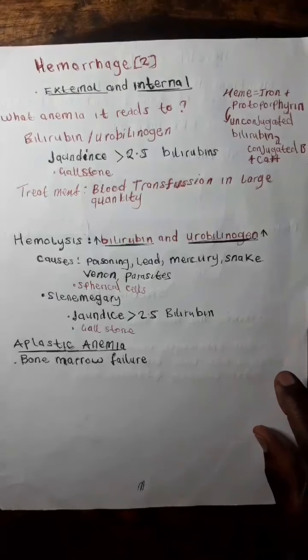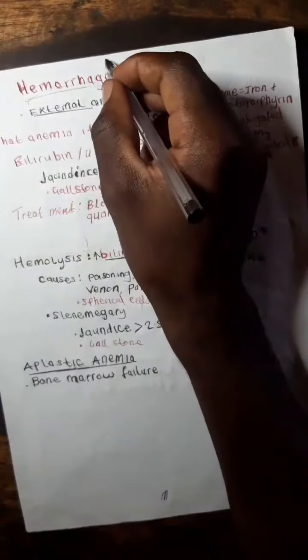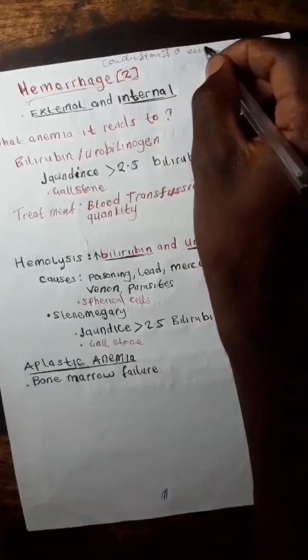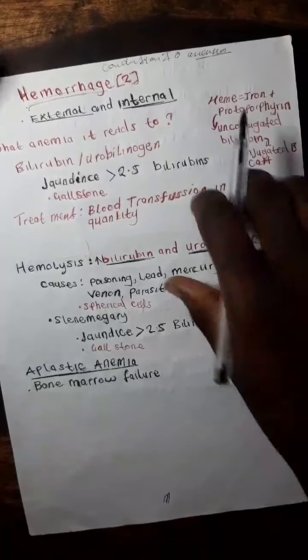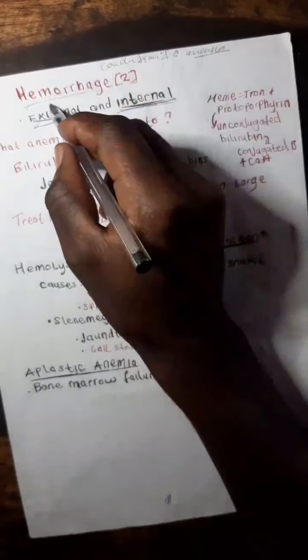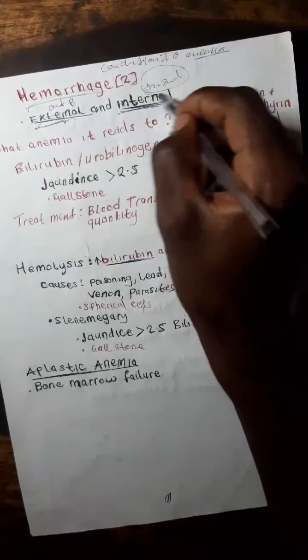So now, let us talk about hemorrhage. Remember in the previous video, we talked about hemorrhage to be the condition that leads to anemia. So hemorrhage can be divided into two types: external and internal. External is outside bleeding. Internal is inside bleeding.